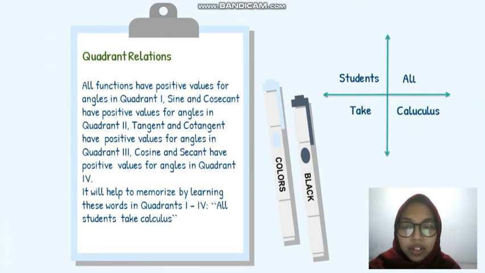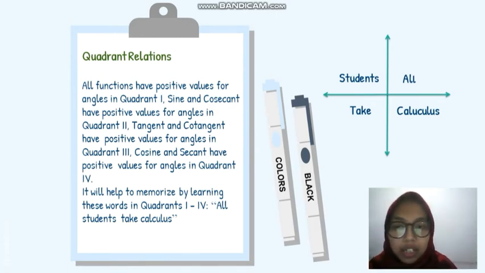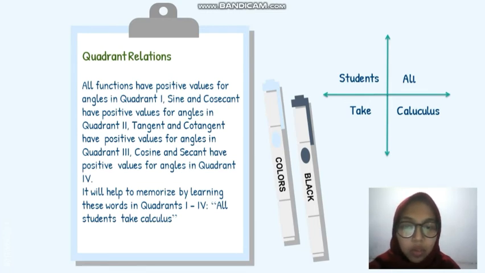The next is quadrant relation. All functions have positive values for angles in quadrant 1. Sine and cosecant have positive values for angles in quadrant 2. Tangent and cotangent have positive values for angles in quadrant 3. Cosine and secant have positive values for angles in quadrant 4. It will help to memorize by learning this phrase for quadrants 1 to 4: All Students Take Calculus, like in the picture beside.